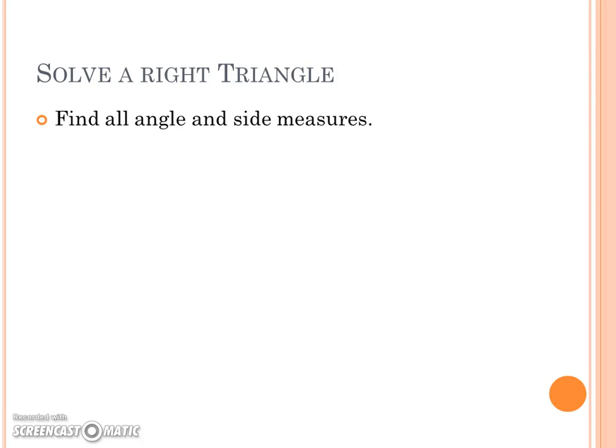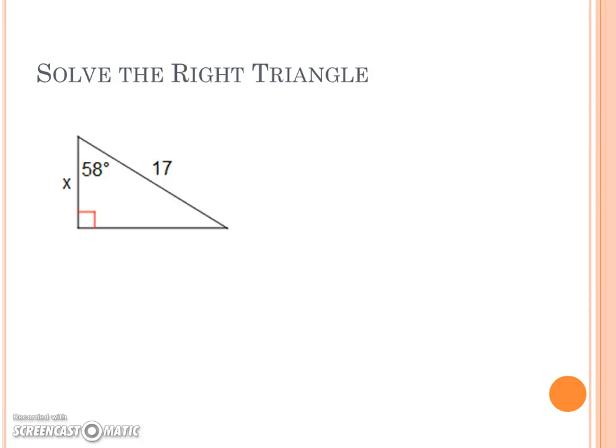Our final part on trigonometry is to solve a right triangle. To solve a right triangle, you find all angle and side measures. So let's solve this right triangle. First, let's use trig to find our x here. This is 58 degrees, our opposite is nothing, our hypotenuse is 17, our adjacent is x.